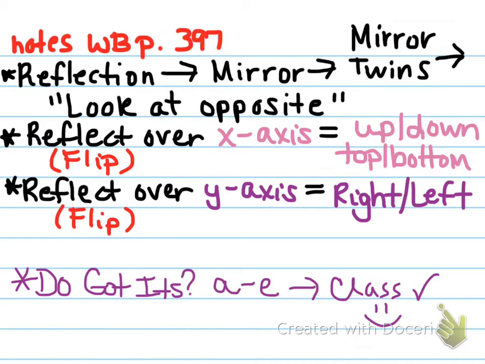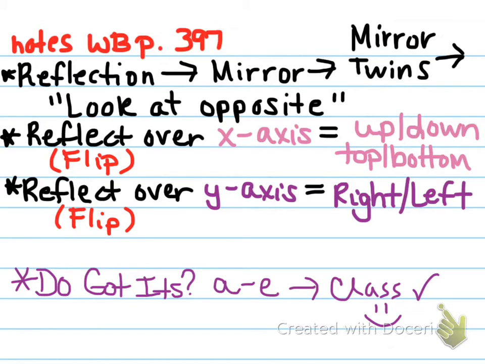So when you're being asked to reflect over the x-axis, that means you're moving up and down, or from top to bottom, bottom to top. And think about a reflection as flipping it over that line. When you are reflecting over the y-axis, that means you're moving left to right or right to left. And again, think of that as a flip.